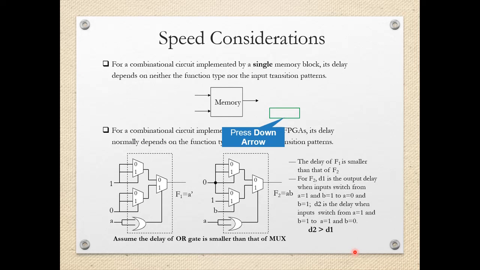Now in the second case, here we can see this logic 1 and this another variable, they are applied to the same multiplexer here. So the path which will be traveled by this signal A, B and this 1, they will be different. So the delay for the second circuit will be more. That is because the delay of OR gate is smaller than the delay of a multiplexer. So in this case, the delay may be different. That depends upon the path which will be taken by the signal.